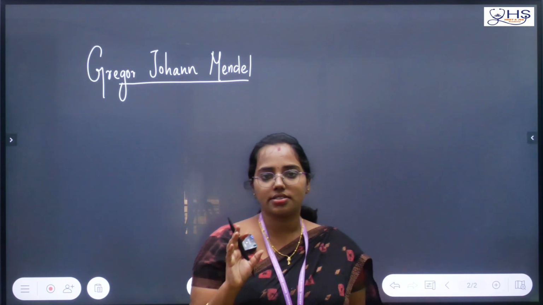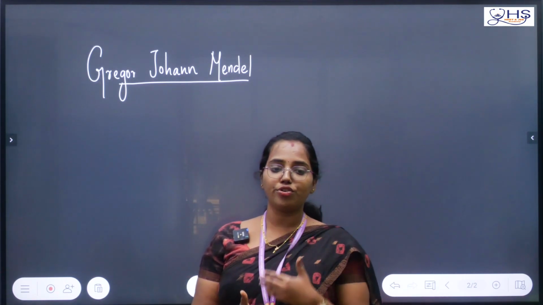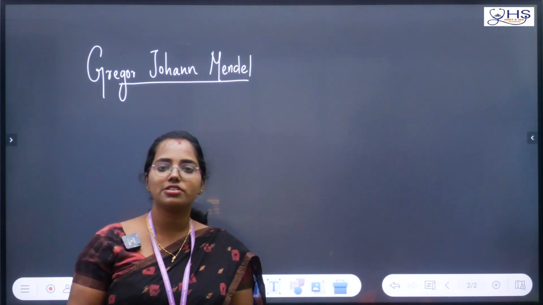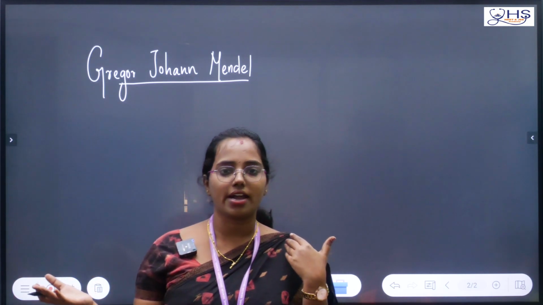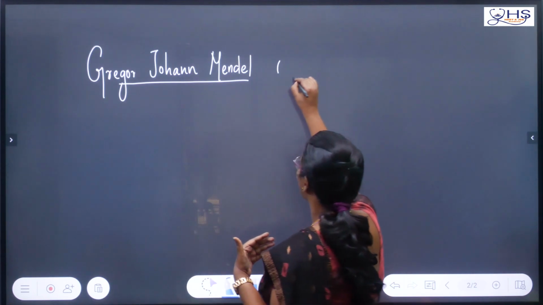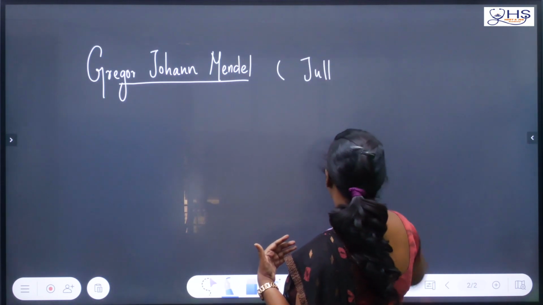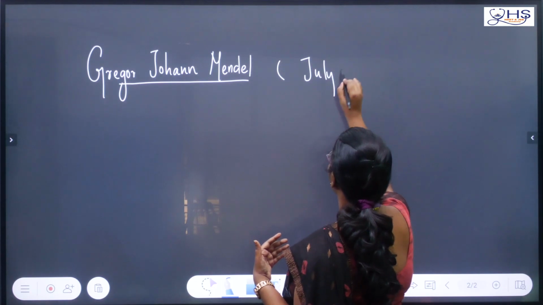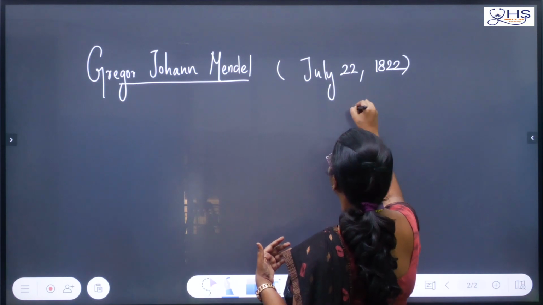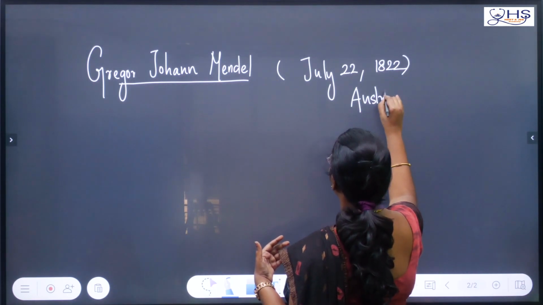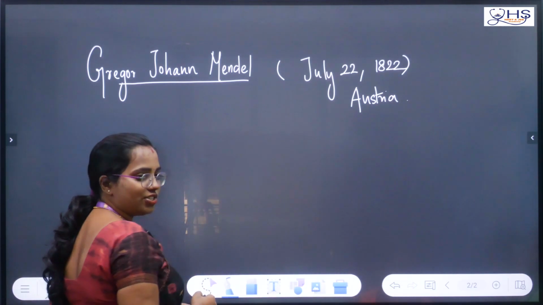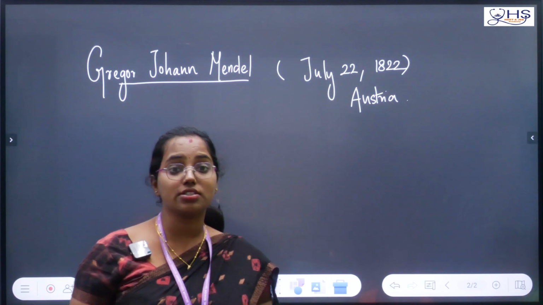First of all, this scientist made his discoveries in the mid of the 19th century. 19th century is 1800 to 1900. He was born July 22nd, 1822, in the country called Austria. Gregor Johann Mendel was basically a physics teacher, and he was good at maths.